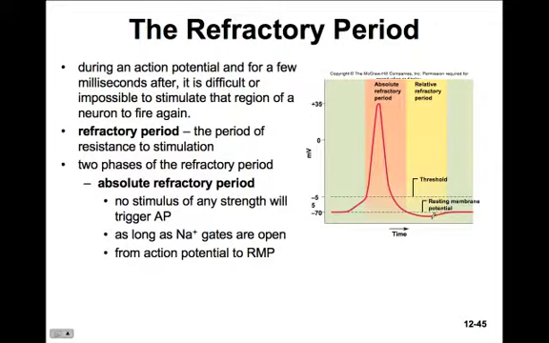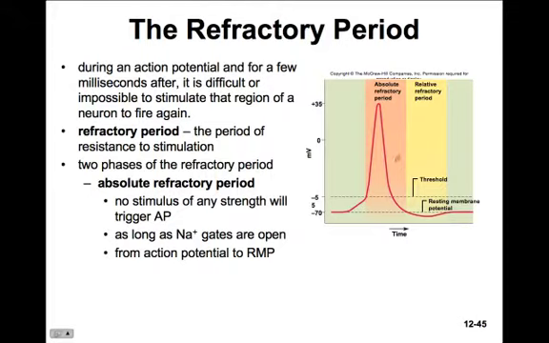During an action potential and for a few milliseconds after, it's really difficult or impossible to stimulate that region of the neuron to fire again. This phenomenon is called the refractory period. This is a period in which there's resistance to stimulation, and it happens for a couple of different reasons. There's an absolute refractory period and then a relative refractory period.